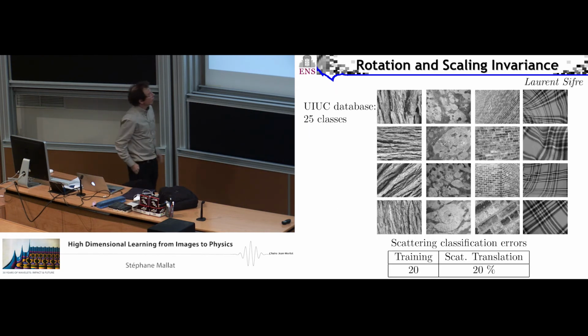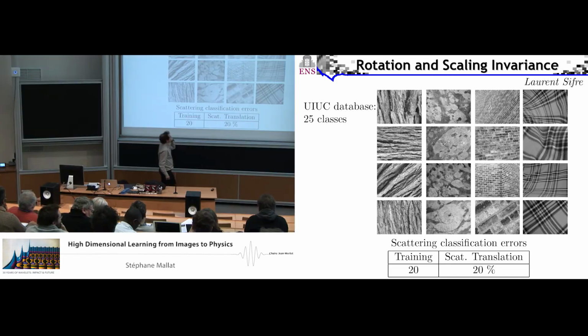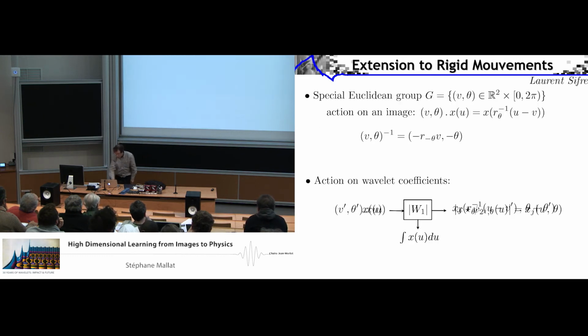Okay, if you apply that to this problem, it's not going to work. You can see here you have textures, but they are very strongly rotated and scaled. The error goes to 20%, so you have a very big error. So the problem is the following: sources of variabilities are not just translation. You have many other sources of variabilities, rotation, scaling, and so on. And the problem is to take care of these.